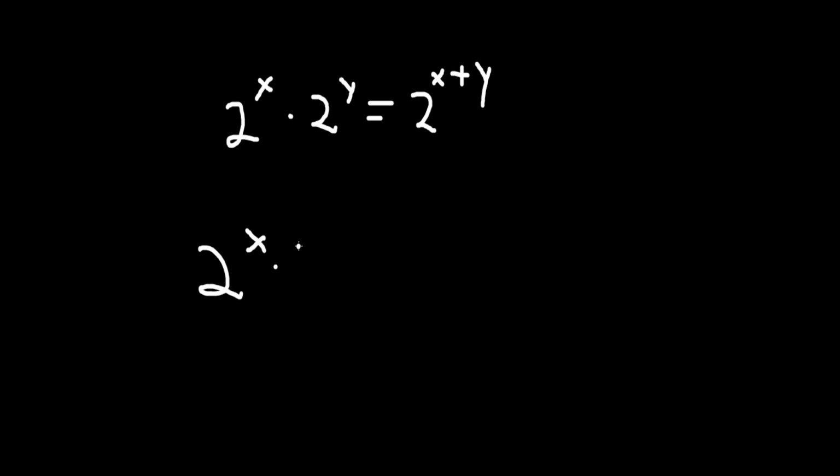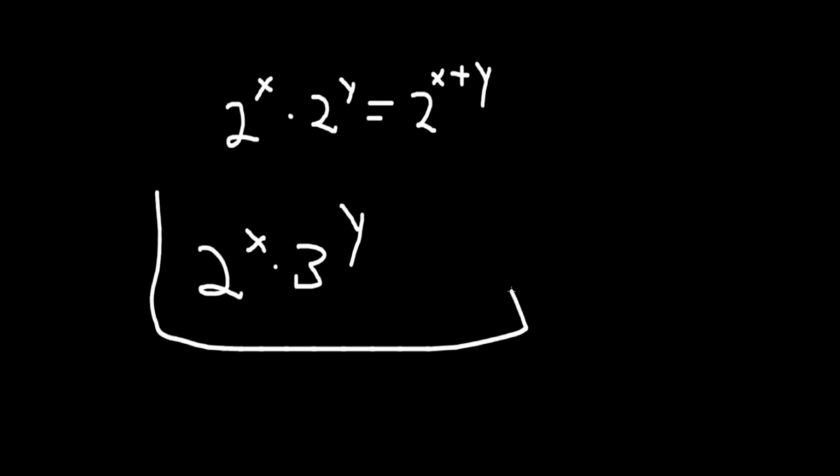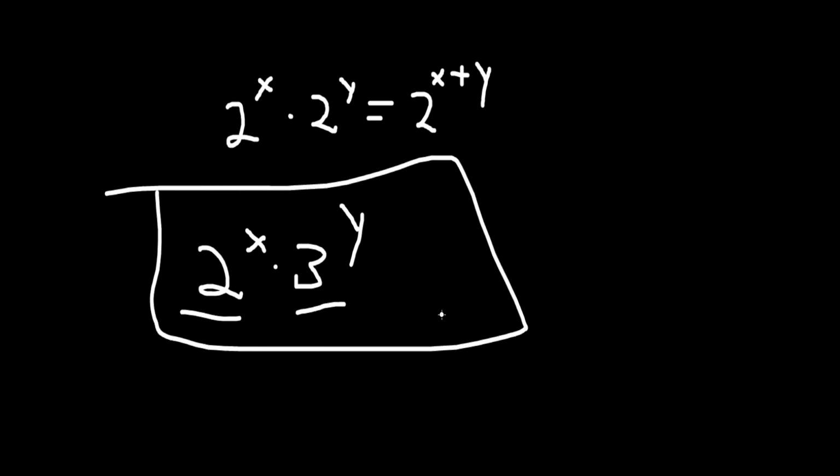If you have 2 to the something times 2 to the something, you can add those exponents. But if you had 2 to the something times 3 to the something, we don't do anything there. This is how we leave that because the bases are different. And base just means the number that has an exponent. Since the bases are 2 and 3, those are different.